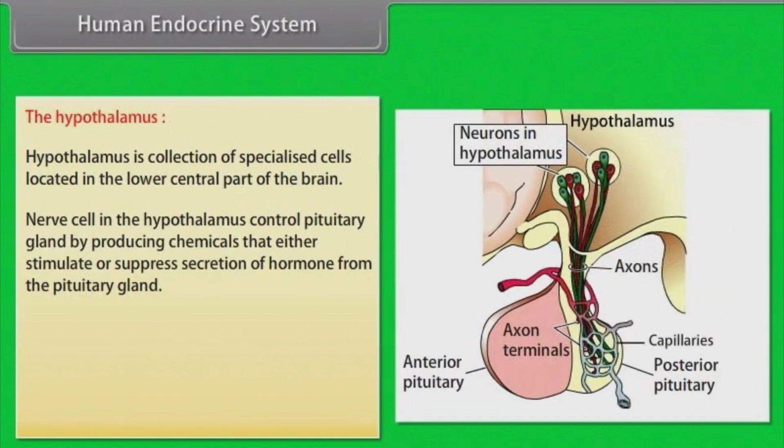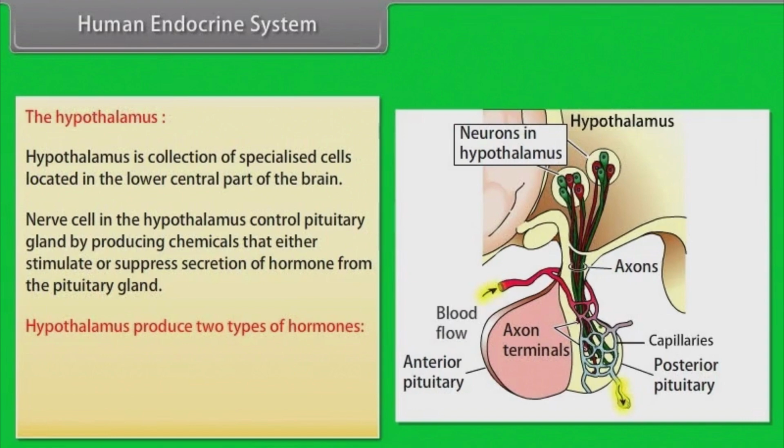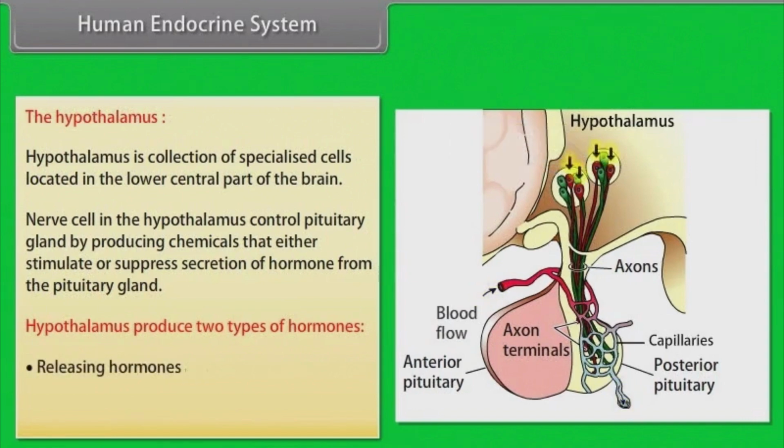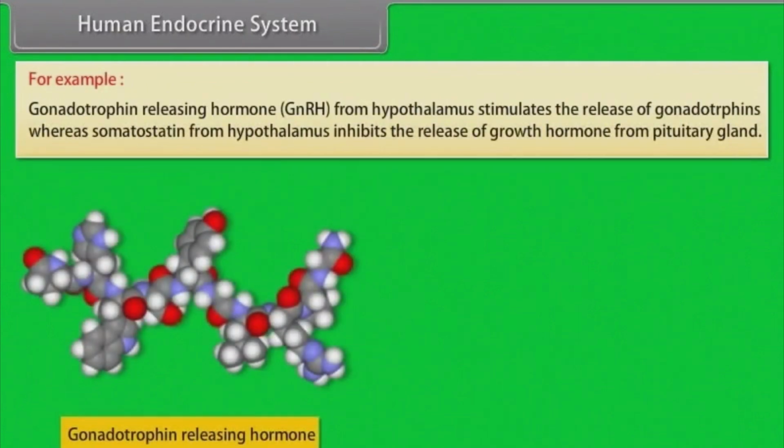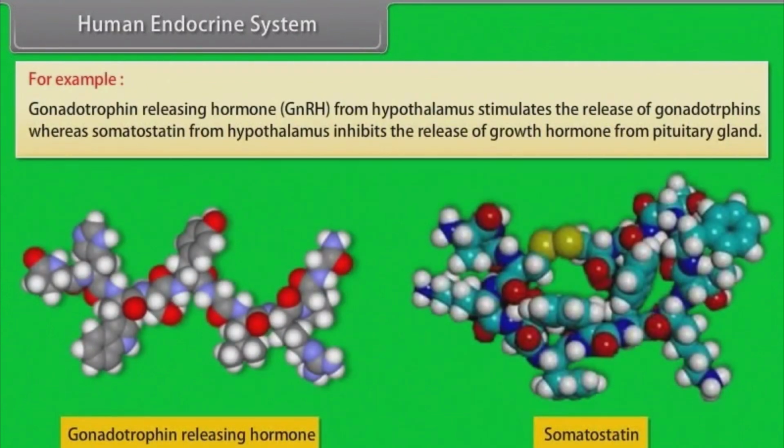the pituitary gland. Hypothalamus produces two types of hormones: releasing hormones and inhibiting hormones. For example, gonadotrophin-releasing hormone from the hypothalamus stimulates the release of gonadotrophins, whereas somatostatin from the hypothalamus inhibits the release of growth hormone from the pituitary gland.